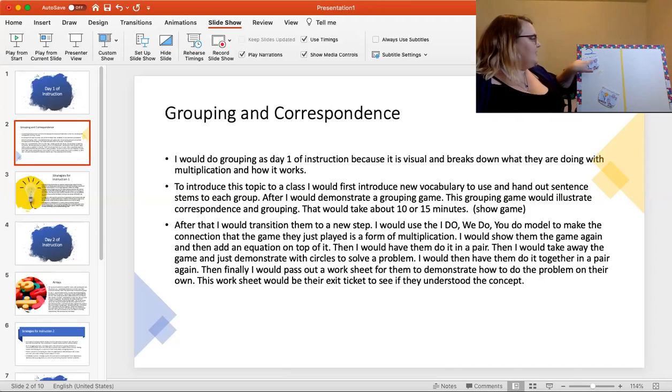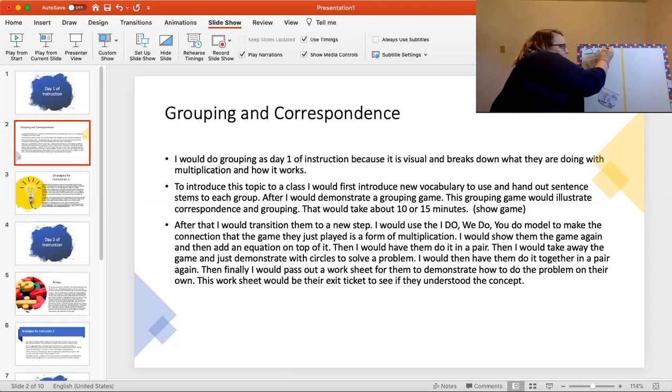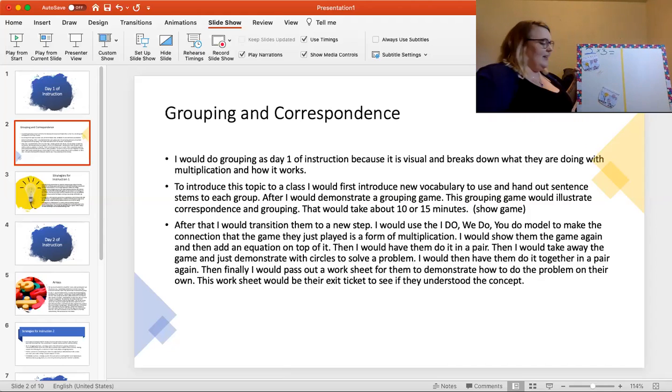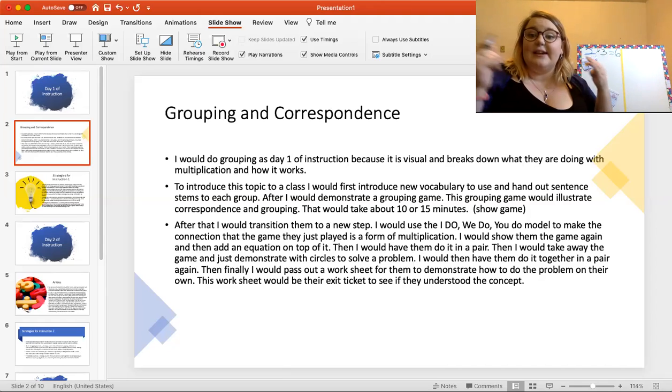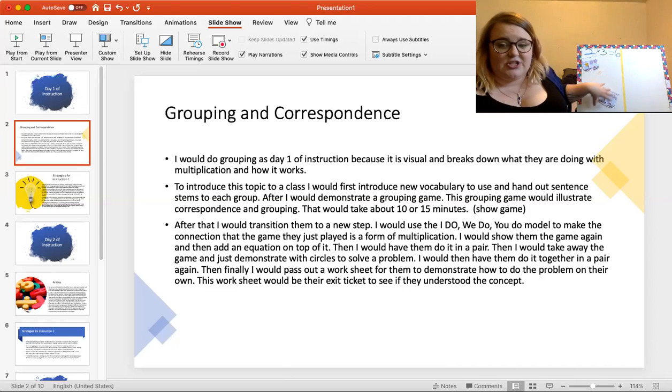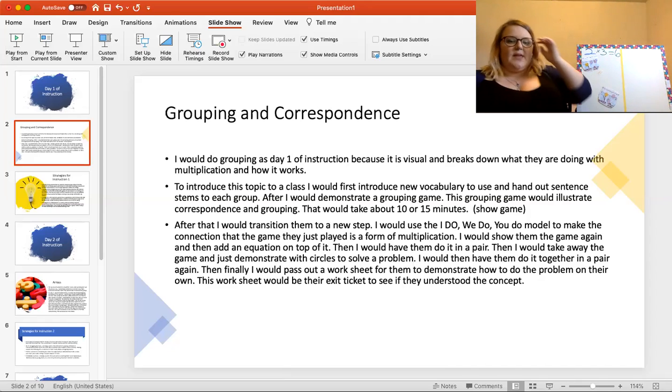They would say 2, and I would say, good, we have 2. And then I would say, how many fish did we have? And we would count 1, 2, 3. And I'd be like, good, we have times 3 fish. So all together, how many fish did we have? Let's count. 1, 2, 3, 4, 5, 6. And we would make it a 6. And that's how I would transition the equation to them so that they understand this is a form of multiplication that they can do for grouping.